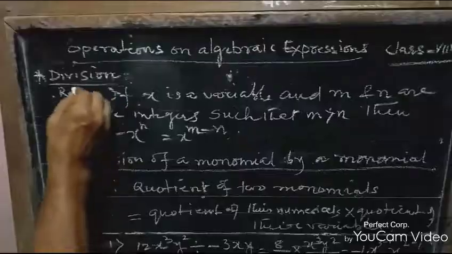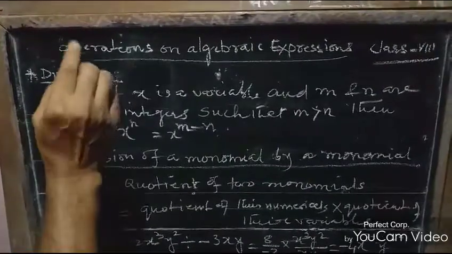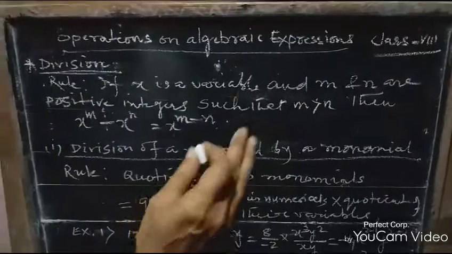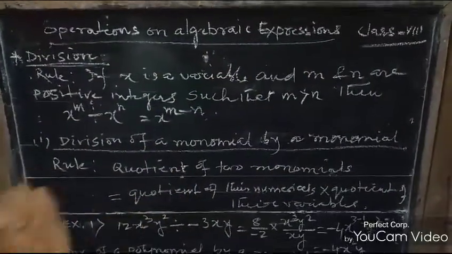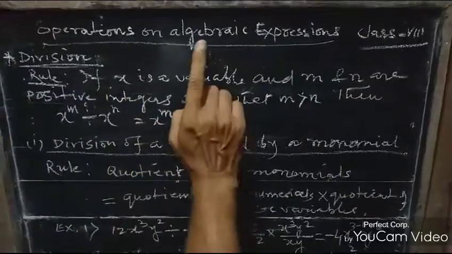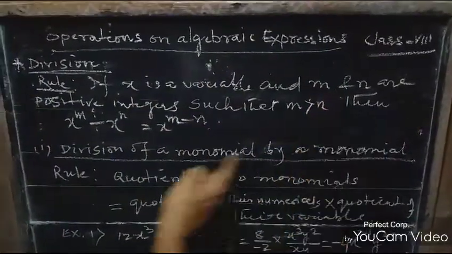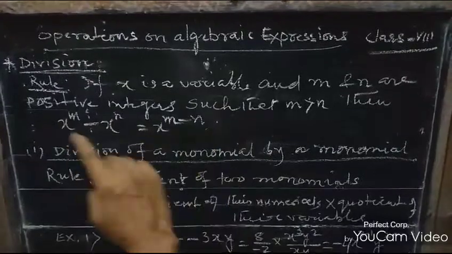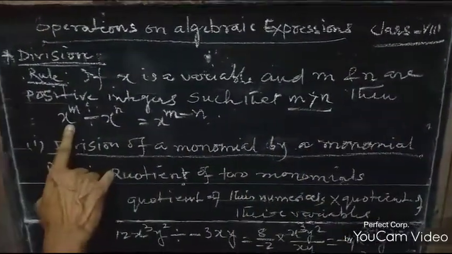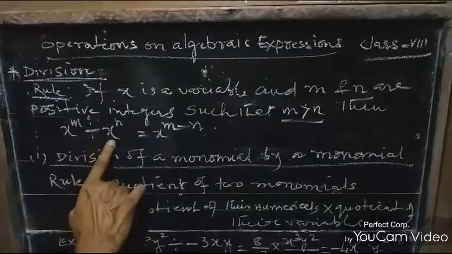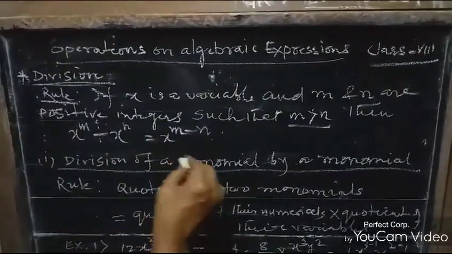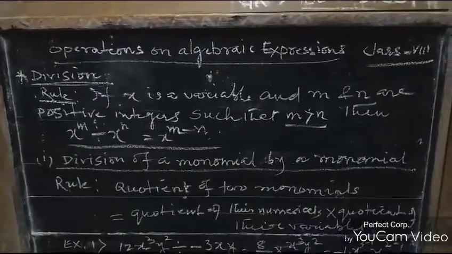Let's start with division. First you need to understand the rules. If you understand the rule, then it will be much easier to solve the problems. Now what is the rule? Suppose x is a variable and m and n are positive integers such that m is greater than n, then x to the power m divided by x to the power n will be x to the power m minus n. This is the rule.